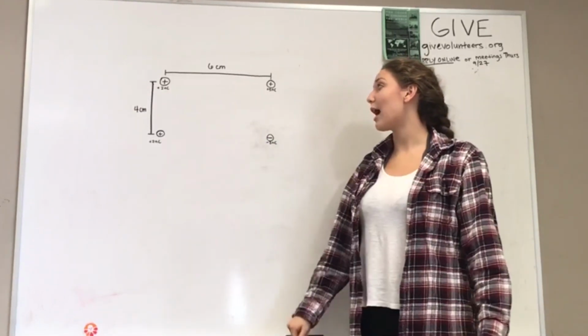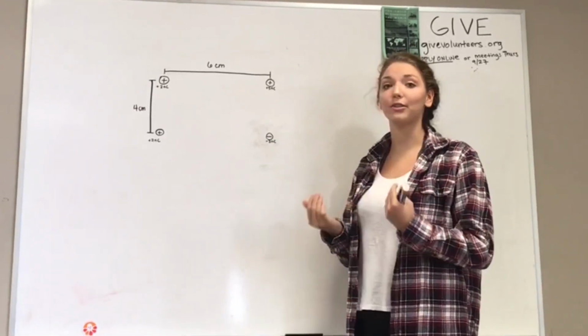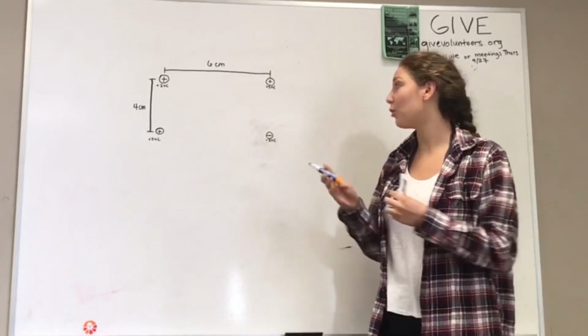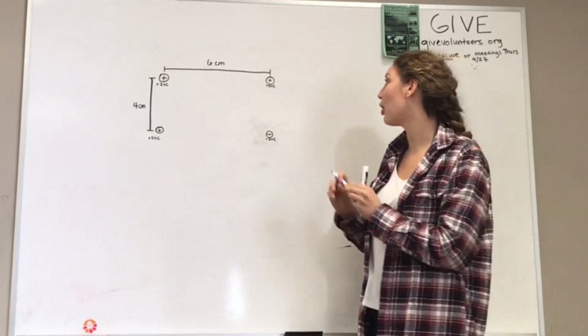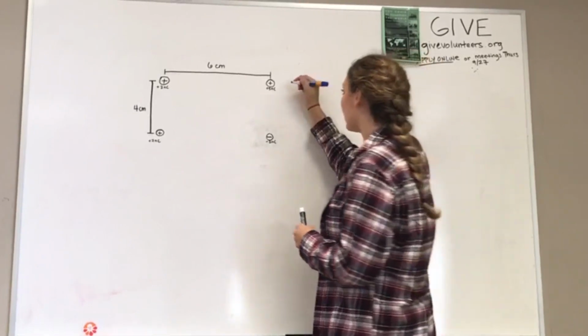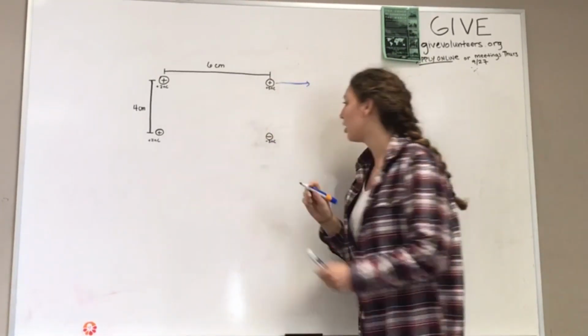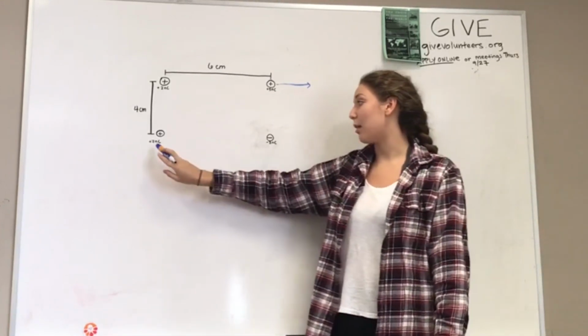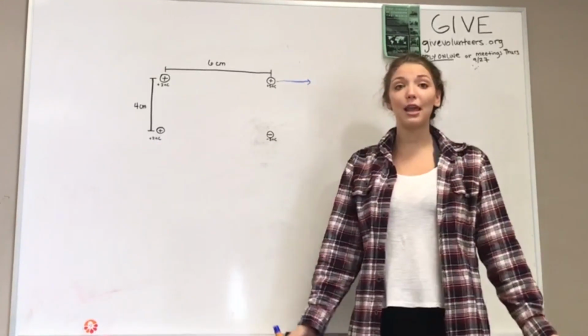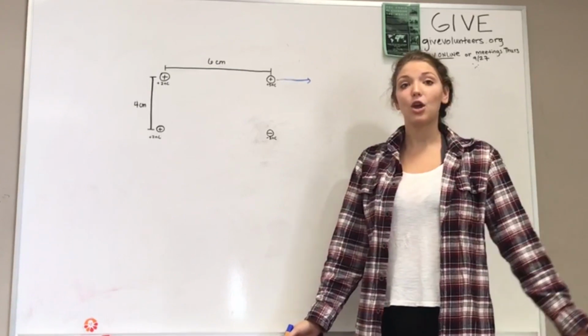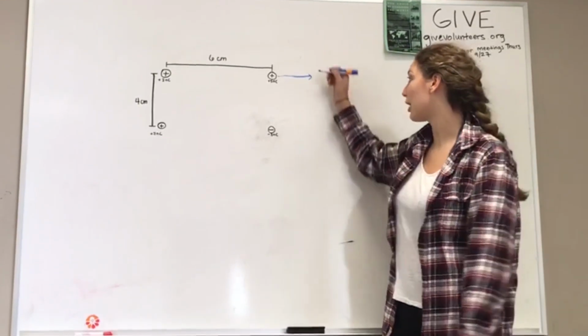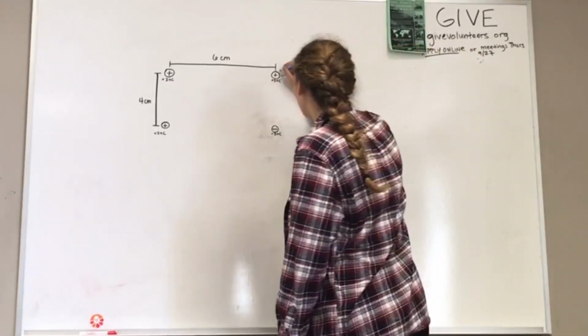We know that like repels like. So in this case, since we have 2 positive charges, our initial vector will be in the opposite direction. So we'll go with a vector in this direction. We then move on to the 7 nanocoulombs. Again, like repels like, so we will get a vector that goes in the opposite direction.